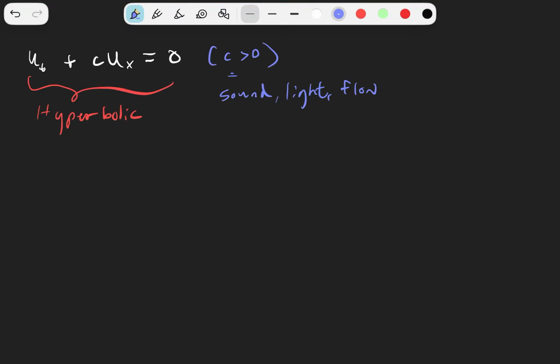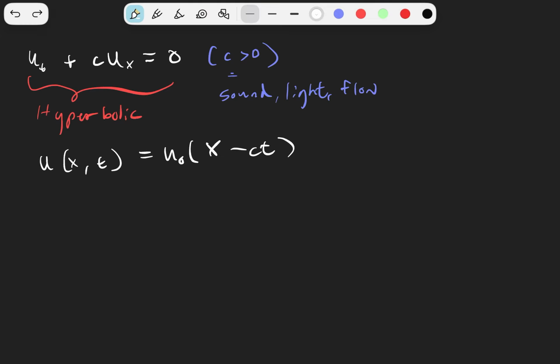And the solution to this hyperbolic equation is simply that it should be equal to some initial data along, parameterized by this characteristic. So this basically means that we have some initial shape that is going to simply shift to the right, and it's going to preserve any discontinuities that are in the initial data, right?